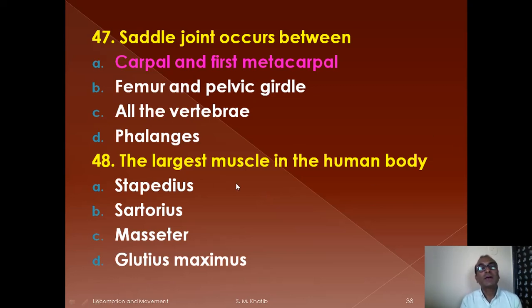Then question number 48. The largest muscle in human body is A. Stapedius. Stapedius is the smallest muscle, remember, connected to the stapes, the ear ossicle. Then sartorius, masseter, and the gluteus maximus. Remember, it is gluteus maximus that is the largest muscle. Now actually you are sitting on that muscle now. That means it makes up the major part of your buttocks, right? So in the buttocks we have the largest muscle called gluteus maximus.